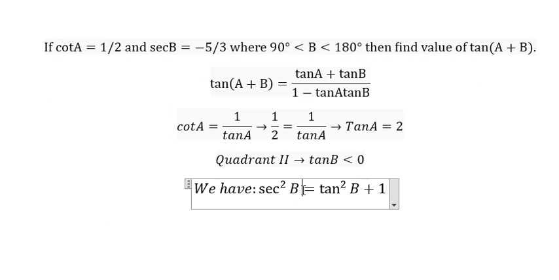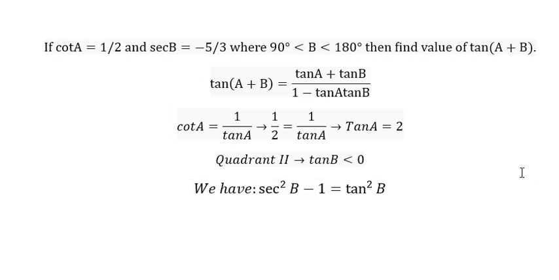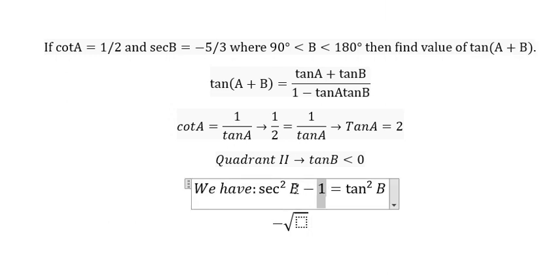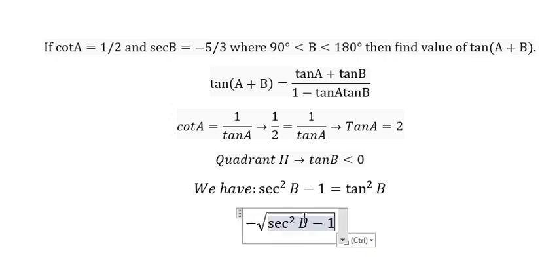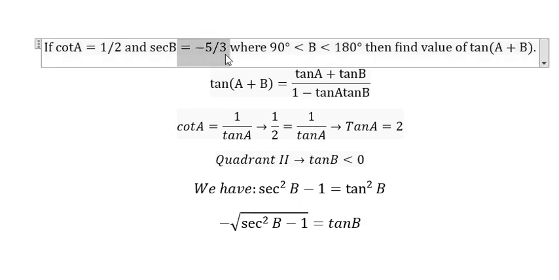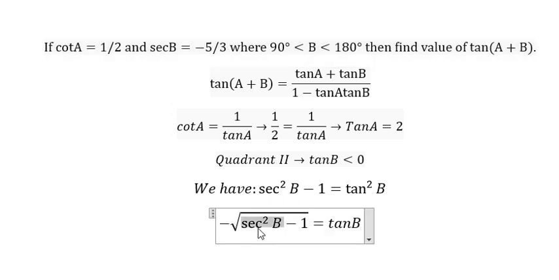So I will put 1 in here. We have negative 1. And later we take the square root of both sides, but tan B should be negative. So we need to select the negative of the square root of secant of B squared minus 1. And we put this one in here.